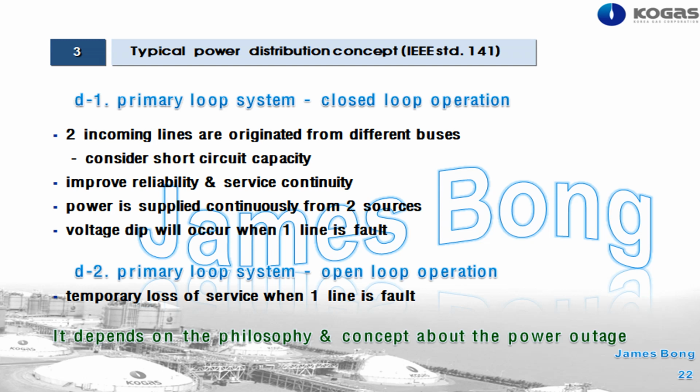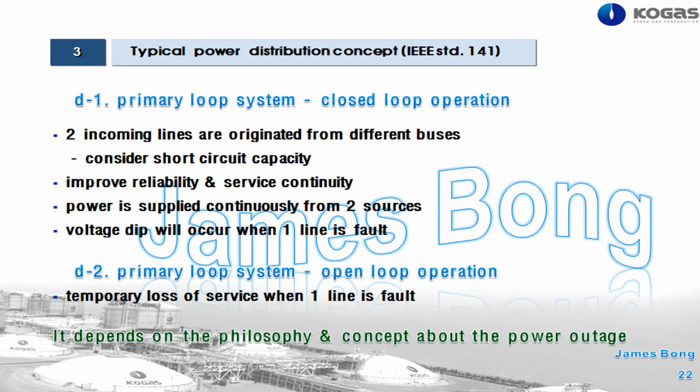IEEE introduced the closed loop system and the open loop system. If two incoming lines originate from different buses, we must consider short circuit capacity. In this presentation, for both IEC and IEEE systems, if we want to use a loop system, the incoming cable and transformer must have capacity to supply the whole electric load in the substation. And the relay coordination setting value should also consider the whole load's short circuit capacity.